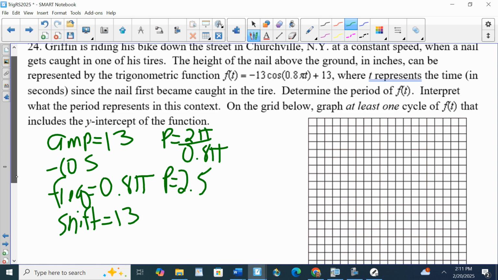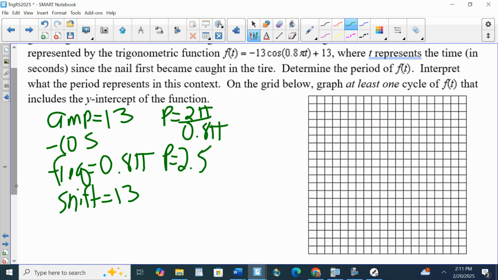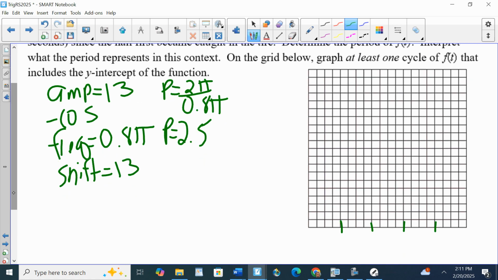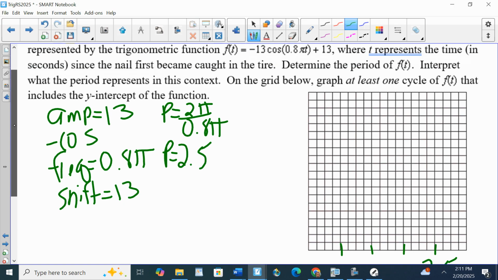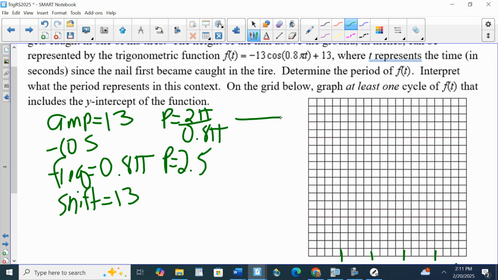So I go to my graph, 4 dashes. 1, 2, 3, 4. P is 2.5, so 2.5 goes at the end of the last dash. Again, it's helpful to make a little sketch. The midline is 13. The amp is also 13, so 13 plus 13 is 26. 13 minus 13 is 0. So I know I have to go up to 26.